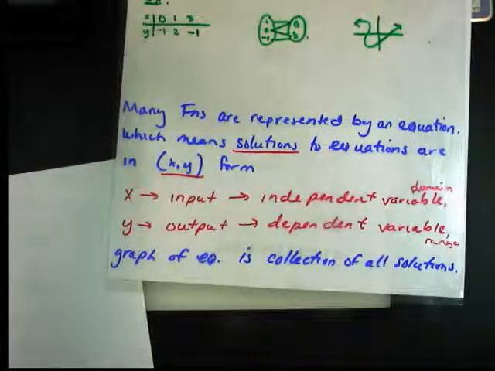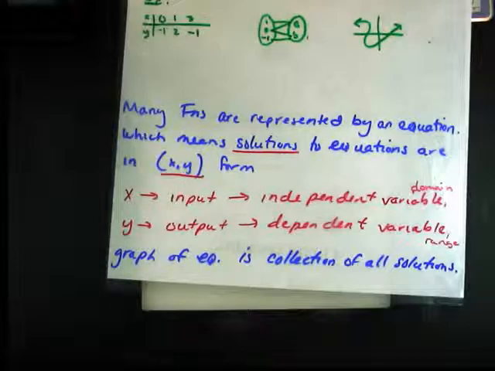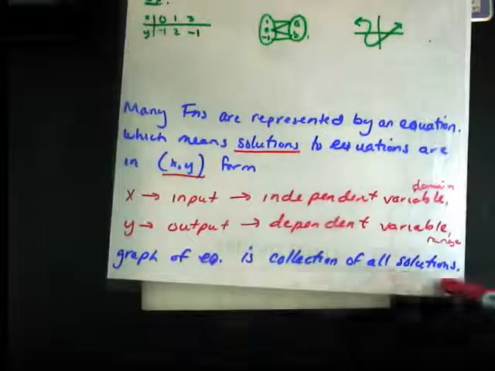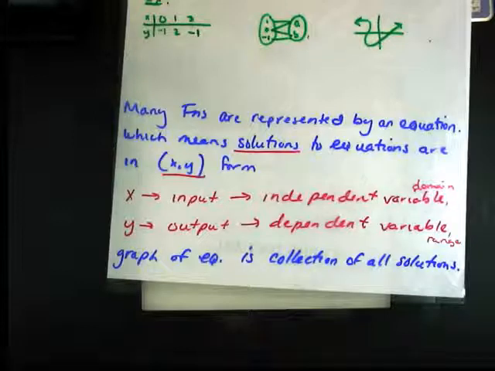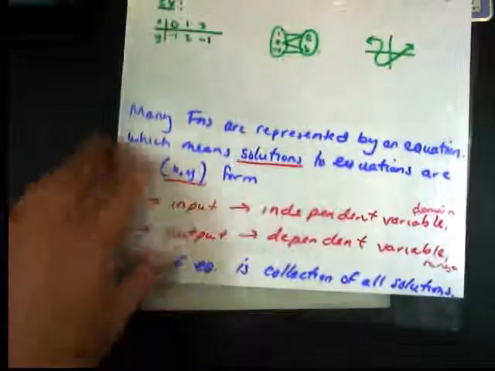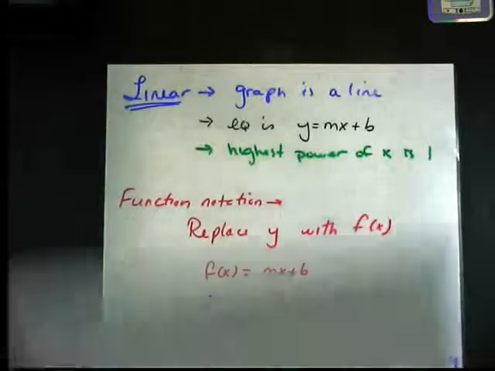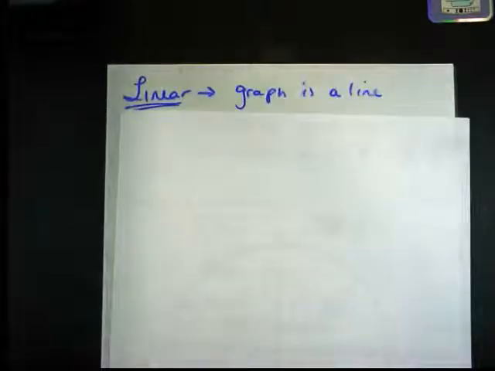When we graph all of these points, the collection of all the solutions, that's when we get the graph of the equation. The graph of the equation is the collection of all the solution points. When we start putting all of these points together, we're going to start creating lines. And that's what we have next. We are going to be creating lines, which is linear.